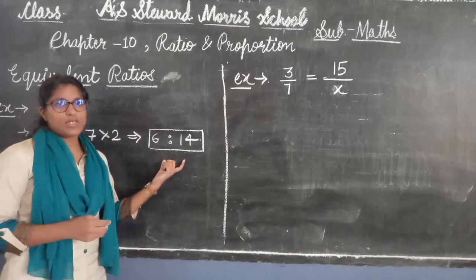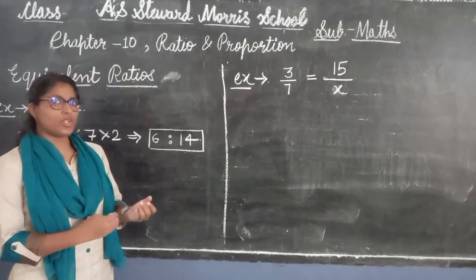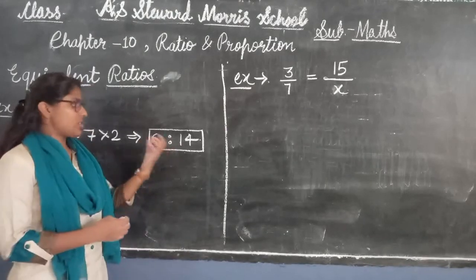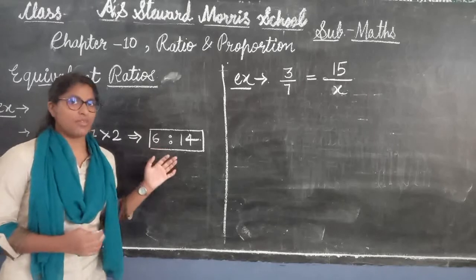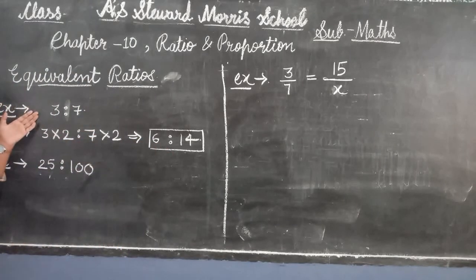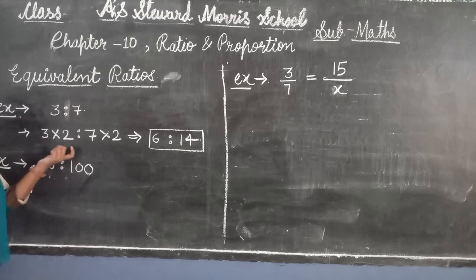So this is not in simplest form, but we are finding the equivalent ratios. Equivalent ratios are not necessarily in simplest form. If you simplify, again you get this question as the answer. Now, it is not necessary that you always multiply by 2.